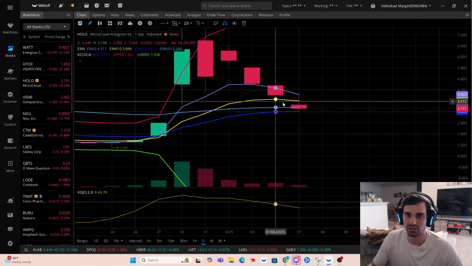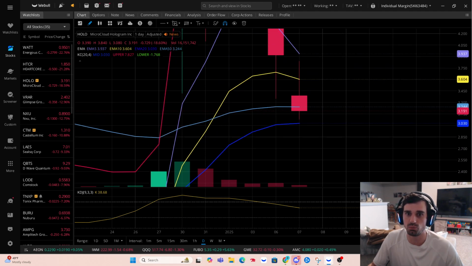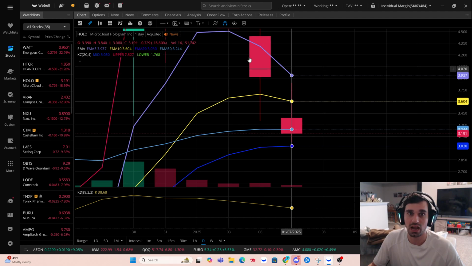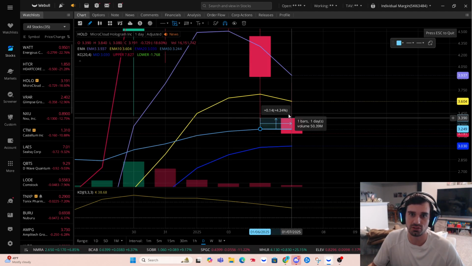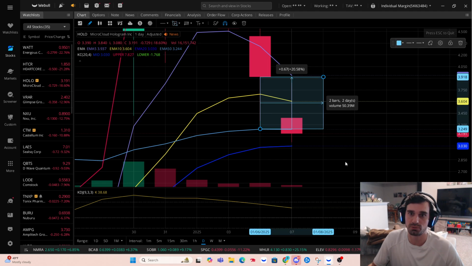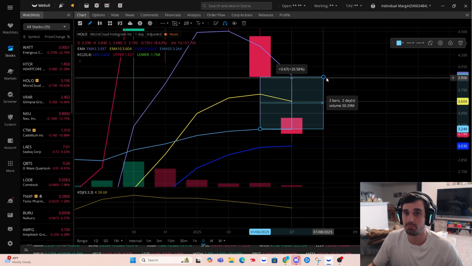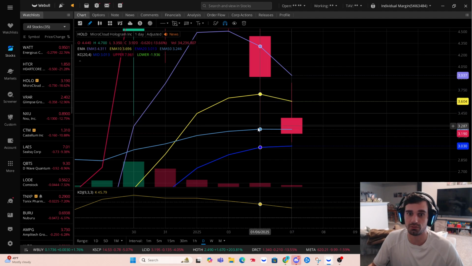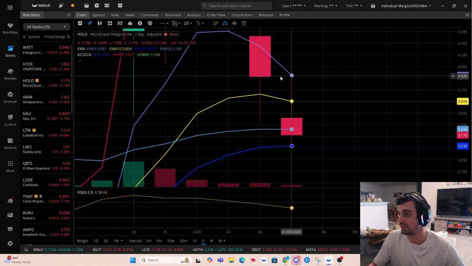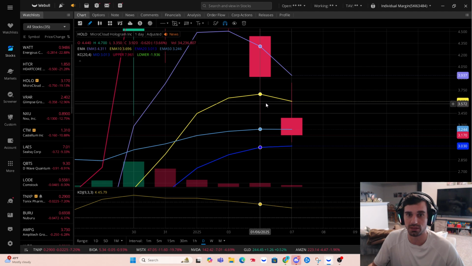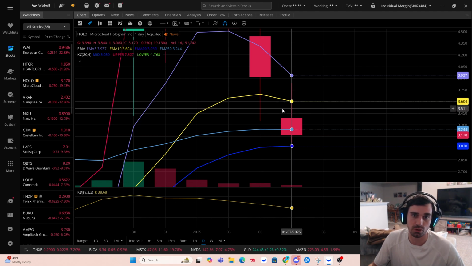EMA 10, not so much happened. If it would have touched this 50 and gave me an entry, I would have made pretty good money, because you can see from here to here was a 20% move from that EMA 50. But it just barely missed my add right here on that 50, and that would have made me easily that 10%, because my average would have been about halfway between here.